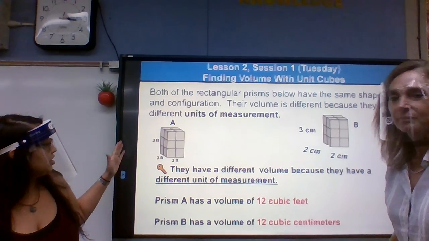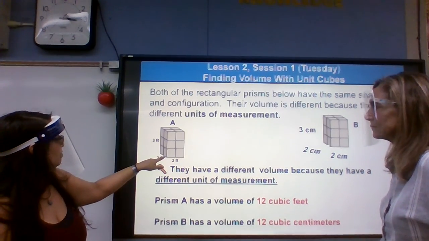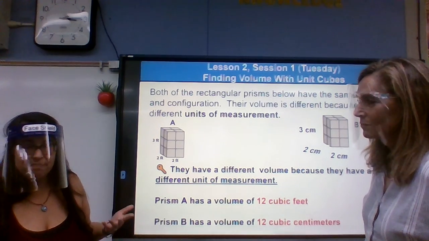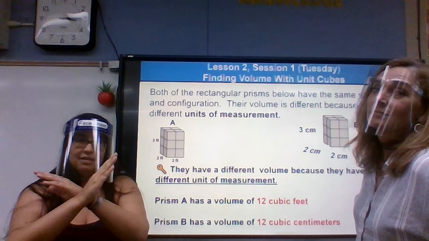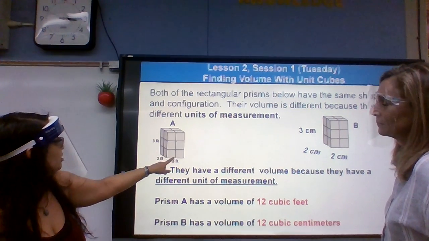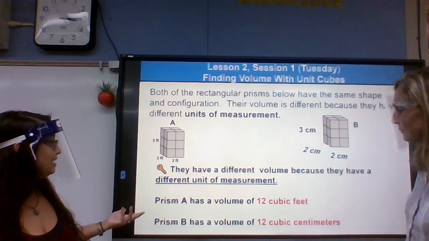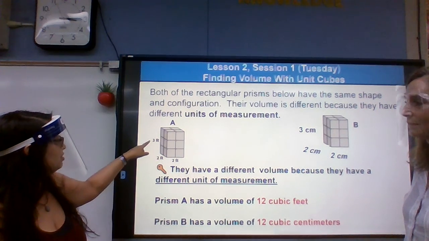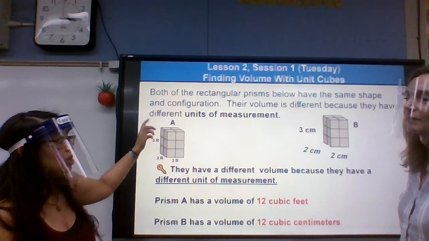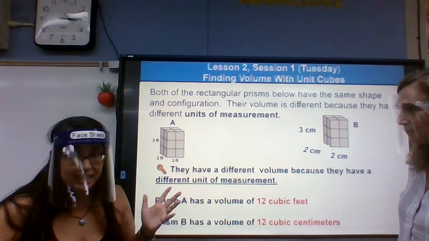So if I were to look at prism A, I have 2 feet by 2 feet by 3 feet. Now remember, see how I'm saying by? Remember when we said the times symbol can also be called by? That's when we get to these measurements here. 2 by 2 by 3 would be a multiplication sentence: 2 times 2 times 3, or we can just count 1, 2, 3, 4, 5, 6, 7, 8, 9, 10, 11, 12. Prism A has a volume of 12 cubic feet.